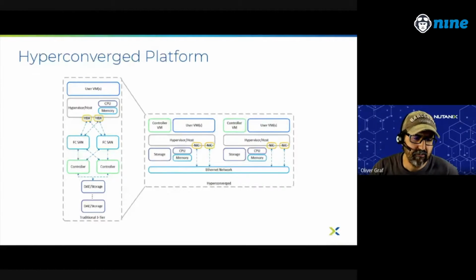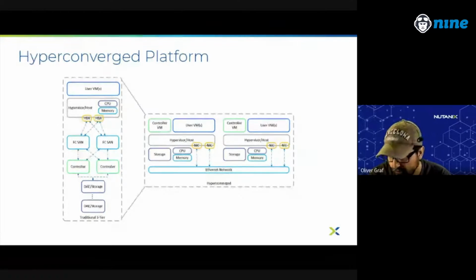Just to look at this picture, it shows a typical 3-tier stack versus a hyperconverged stack. As you can see, the hyperconverged system virtualizes and moves the controller to the host. It provides core services and logic through the software, and it distributes data across all nodes in the system and moves the storage local to the compute.